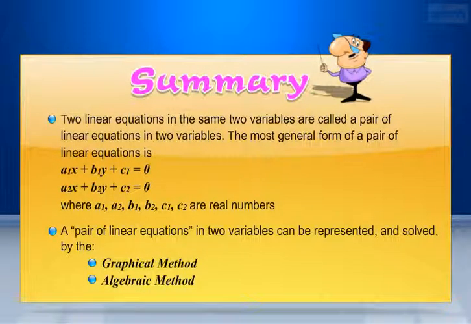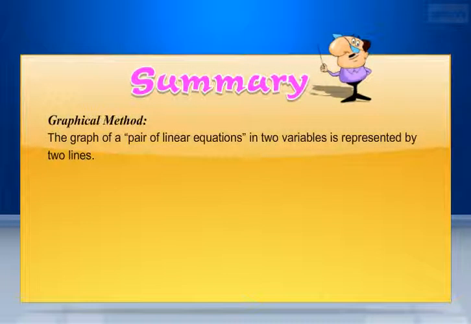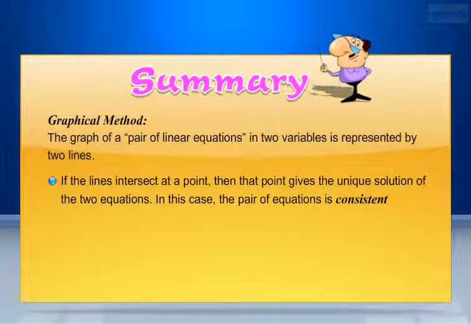A pair of linear equations in two variables can be represented and solved by the graphical method and the algebraic method. Graphical method: the graph of a pair of linear equations in two variables is represented by two lines. If the lines intersect at a point, then that point gives the unique solution of the two equations. In this case, the pair of equations is consistent.